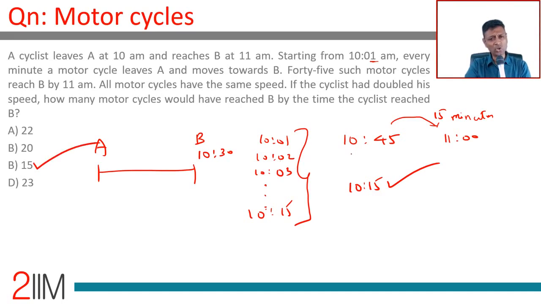This is more a logical reasoning, simple numerical puzzle than a speed, time, distance question. All we are computing is if the speed doubles, the time will halve. So instead of reaching at 11, the cyclist will reach at 10:30. That's it. Nothing more than that.